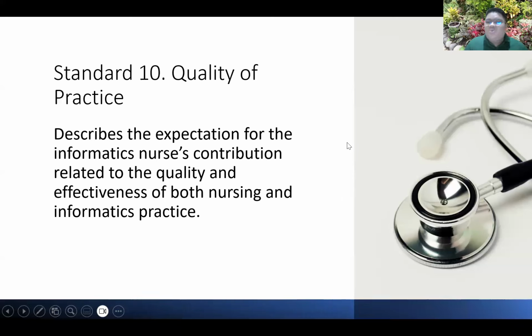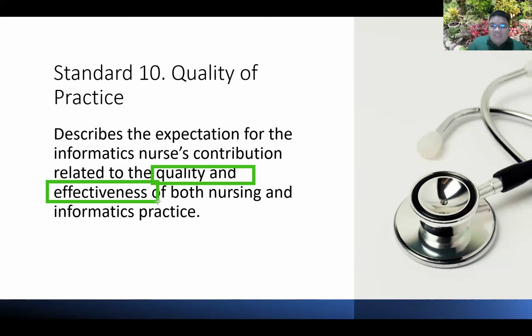Then you have also your quality of practice for standard 10. So your standard 10 describes the expectation for the informatics nurse, okay, contribution related to quality and effectiveness of both informatics and nursing practice. So here the emphasis is quality, effectiveness of both nursing and informatics practice. Those are the important words that you need to capture.